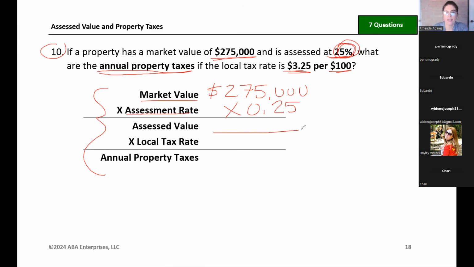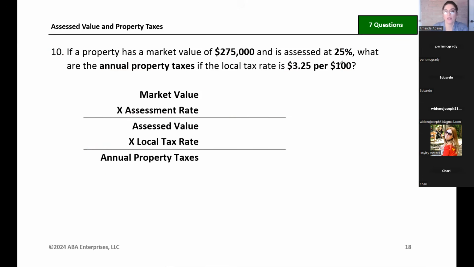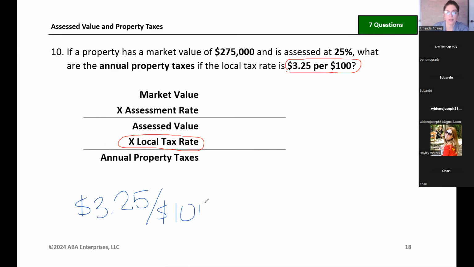And that would give us what's called the assessed value. Now, the only issue is, what is our local tax rate? Our local tax rate is the $3.25 per 100. And the issue is we can't use the $3.25 like that. That's not useful. So what you could do is take the $3.25 and divide it by 100, because it's per $100. And that will give us a decimal, 0.035. So just plug that in right there and multiply it out and you'll get our answer.